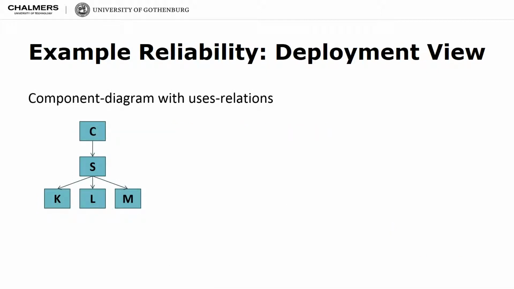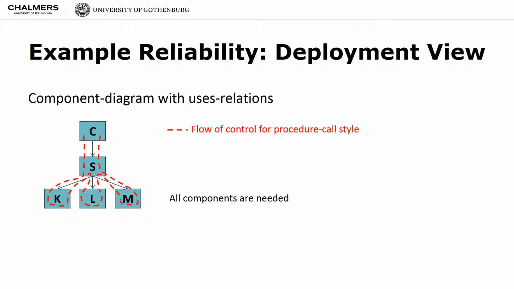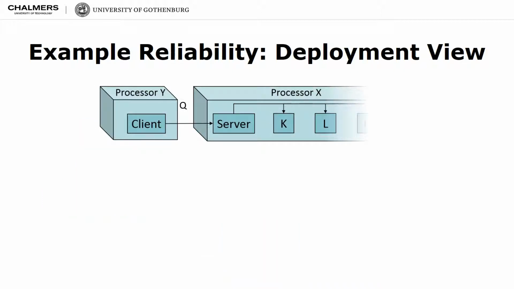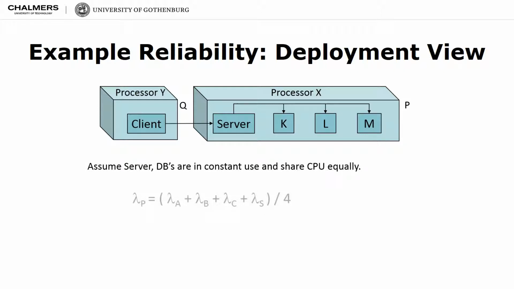In this example, we illustrate how to handle the time sharing of computational resources. Here, software components K, L, and M, as well as S, are all deployed on one hardware processor, and component C is deployed by itself on a separate hardware node. When we assume that K, L, M, and S each get an equal share of the time of processor X, then their failure rate gets divided by 4, because they get scaled down to 1/4 of their original time.